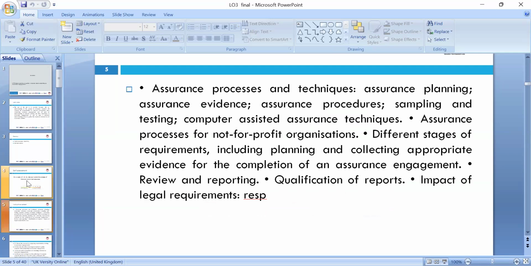This week we're looking at the assurance process, techniques of assurance planning, assurance evidence and assurance procedures, sampling and testing, and computer-assisted assurance techniques. We'll go through the assurance process for profit and non-profit making organizations. Different stages are required, including planning, collecting appropriate evidence, and completing an assurance engagement. We'll also discuss qualification of the report and the impact of legal implications. Those are key in our lesson today.